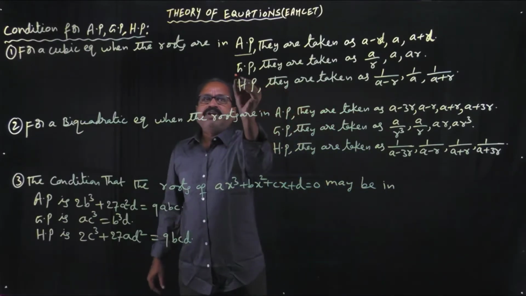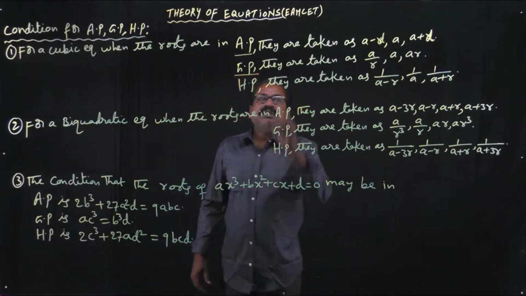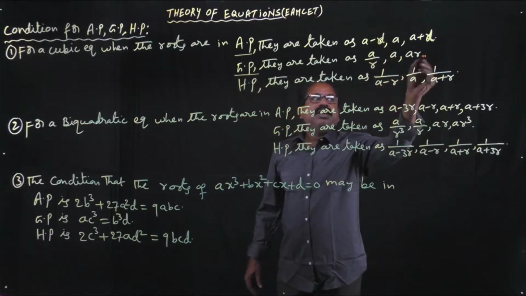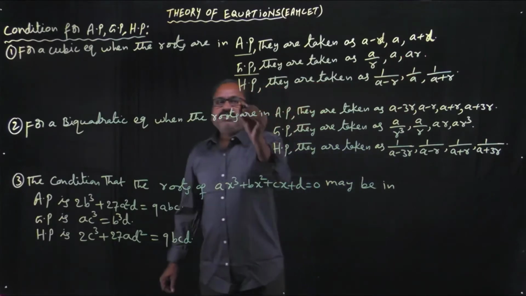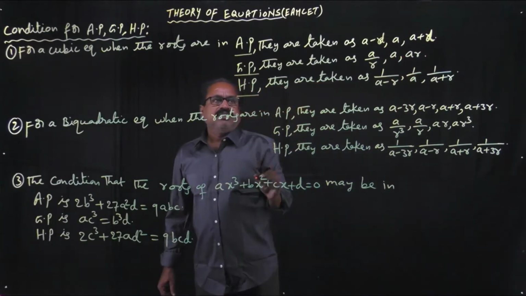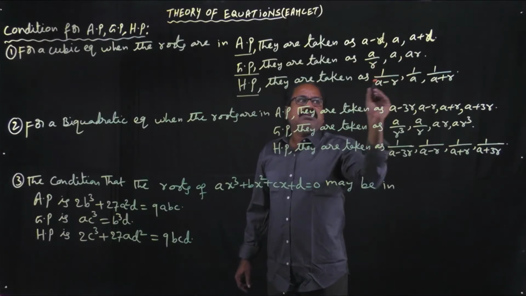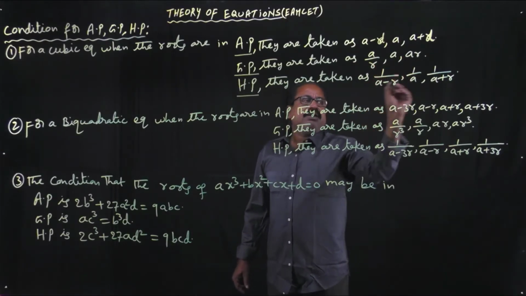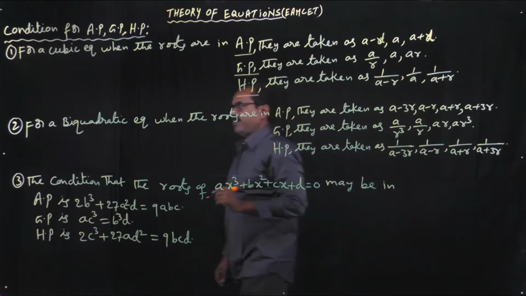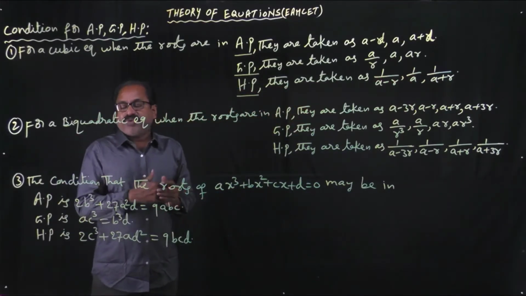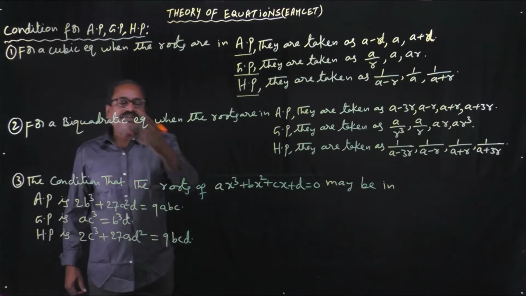Next, GP, geometric progression: the roots are taken as a by r, a, ar. HP, harmonic progression: the roots are taken as 1 by (a minus r), 1 by a, 1 by (a plus r). For a biquadratic equation, the degree is 4, while a cubic equation has degree 3.